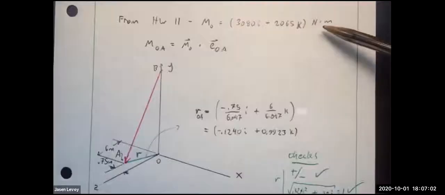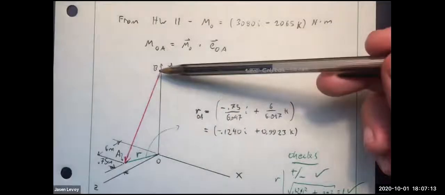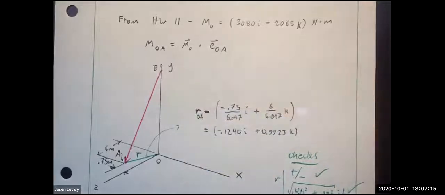Okay. I started by importing the moment about 0.0, good. By the way, when I did that problem, what I did is I combined those two vectors. Great. I just added them. Yeah, the two force vectors, right? Yeah. Totally great. That's what I do too.